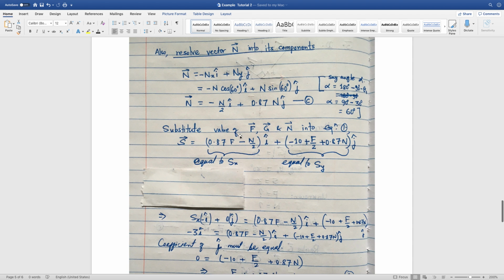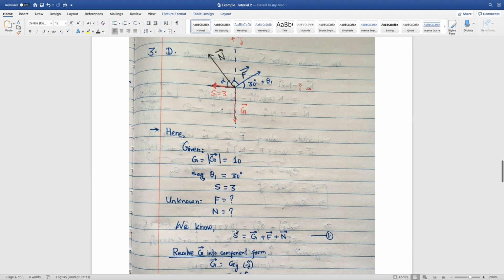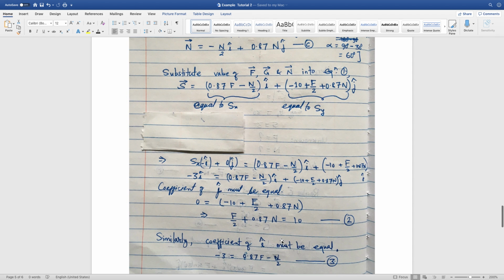Now substitute the value of vector f, g, and n into equation 1. Remember the original equation we had? Go back if you don't remember this equation. Vector s must be equal to the sum of these three vectors. So after substitution we end up with this. So vector s equal to this part is what? Coefficient of vector i hat plus coefficient of vector j hat. Okay, please don't mind this piece of paper. I had something to scratch there and I just wanted to leave it clean.